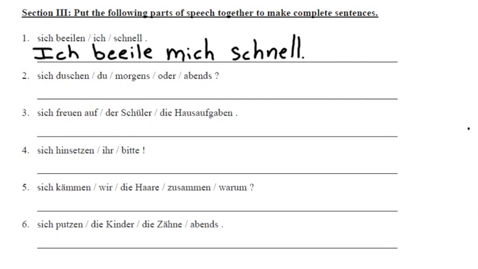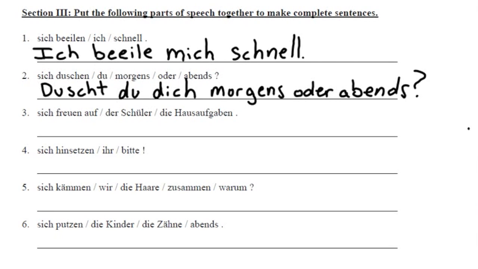Nummer 2. Here we have a question, so we have to start with our verb, which is duschen. Duschen, to go with du, is duscht. Then we have to have our subject, du. After that, we have our reflexive, which in this case is dich. Then we have our time element, which in this case we have 2 of them, mornings or evenings, morgens oder abends. Do you shower in the morning or in the evening? Duscht du dich morgens oder abends?